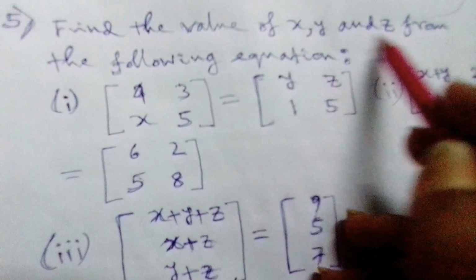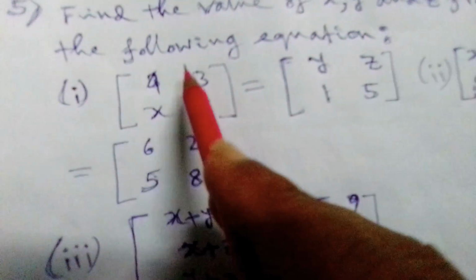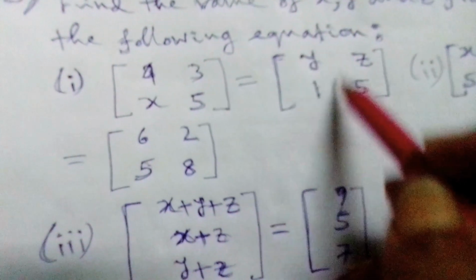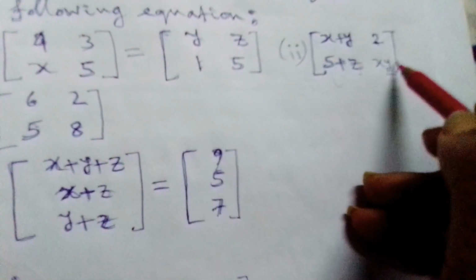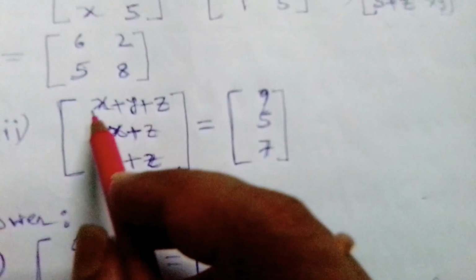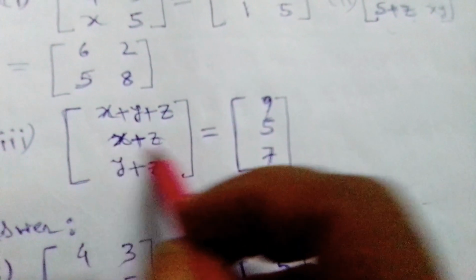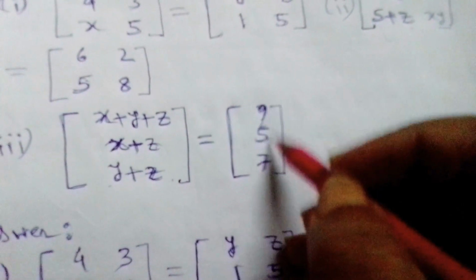Find the value of x, y, z from the following equations. It's a matrix equation, we say. Matrix of 4, 3, x, 5 equals y, z, 1, 5. Another matrix equation is x plus y, 5 plus z, 2, xy equals 6, 2, 5, 8. Another is x plus y plus z, x plus z, y plus z equals 5, 9, 5, 7. Now consider the first problem.